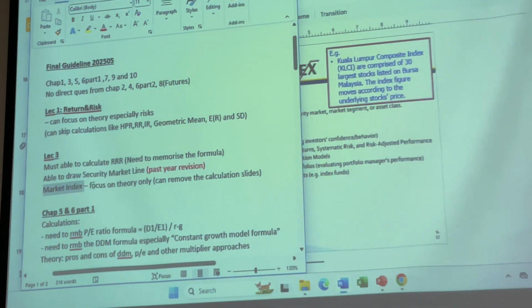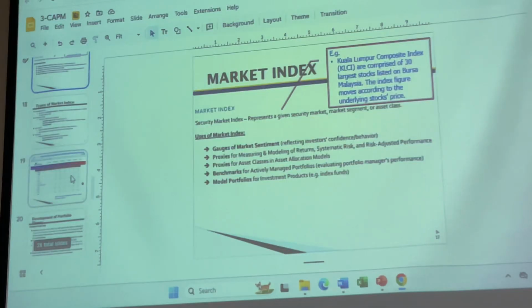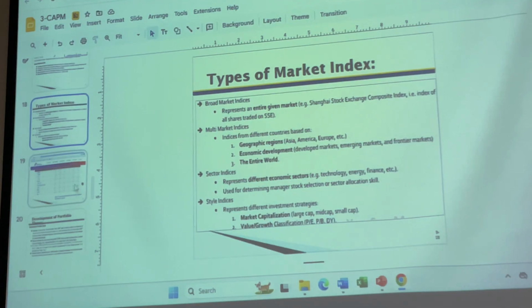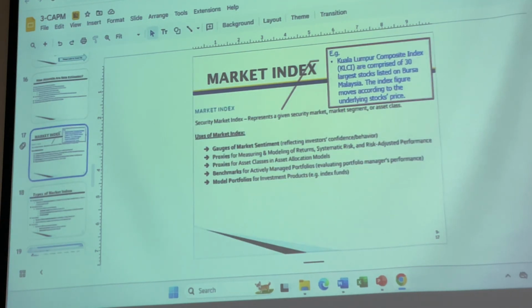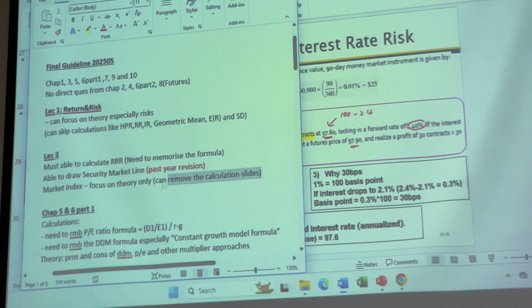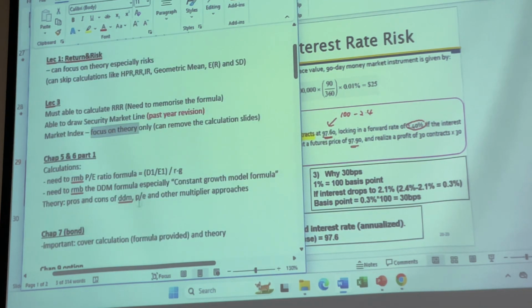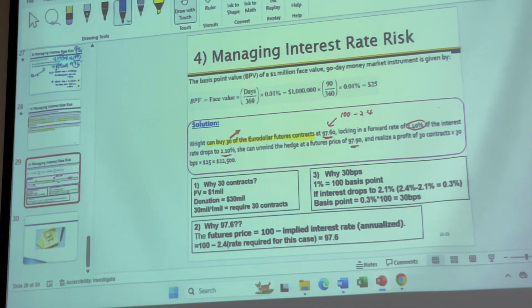So market index here also I already mentioned focus on theory only. Previously we had the calculation slide, but I think I removed it already. Okay, I really removed. So here no need to mention also can. If you all still have the slide, can remove the calculation slide. Focus on theory will do. And then now we go to chapter 5 and 6.